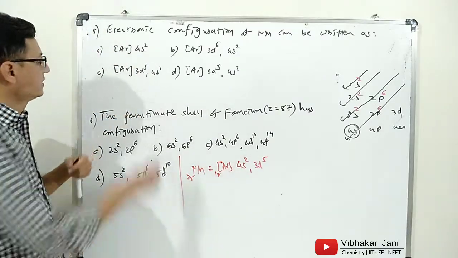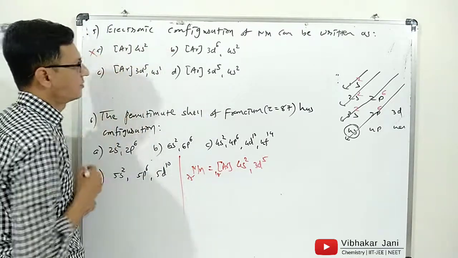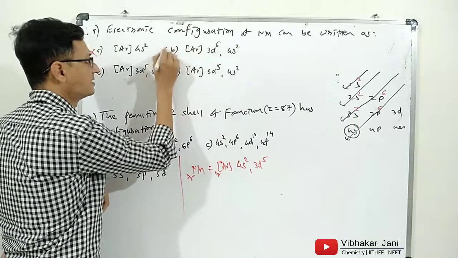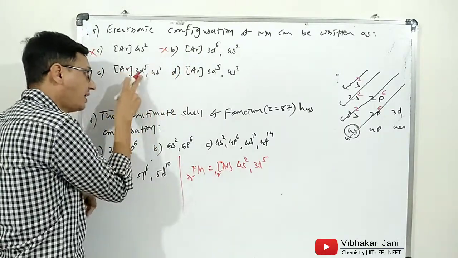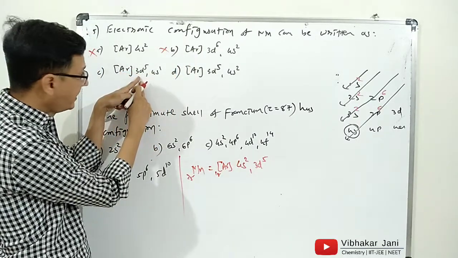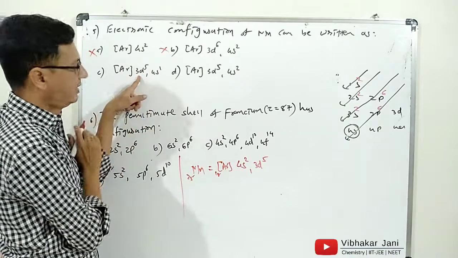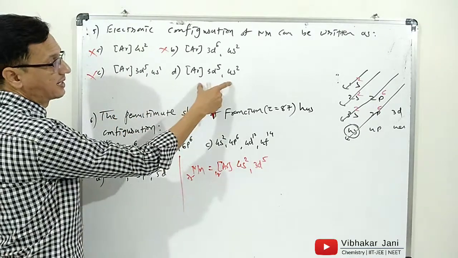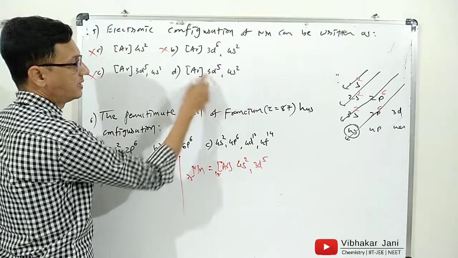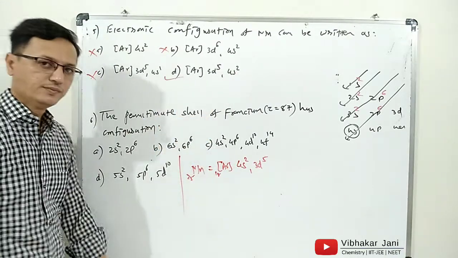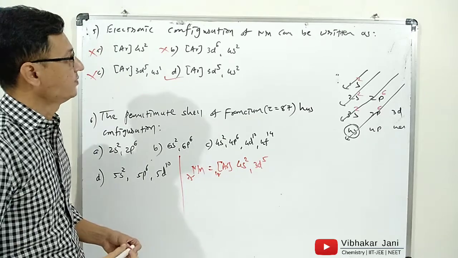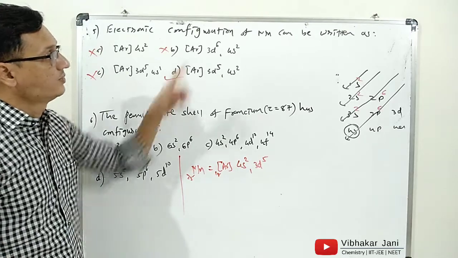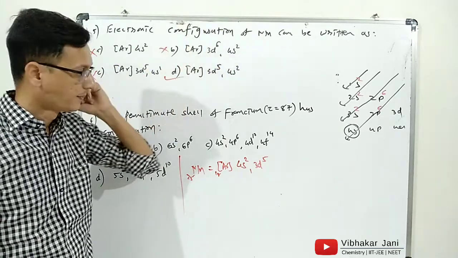Now just find out here, this is not d, so it is not our answer. Here it is 3d6, which is not our answer. Here it is 3d5, but 4s is having only one electron, so this cannot be our answer. This is the correct answer, Ar 4s2 3d5. So this is the answer for the electronic configuration of the element manganese.